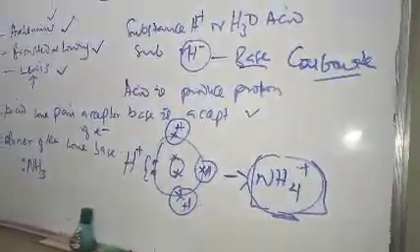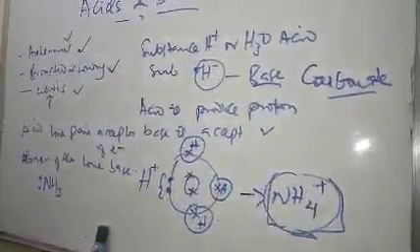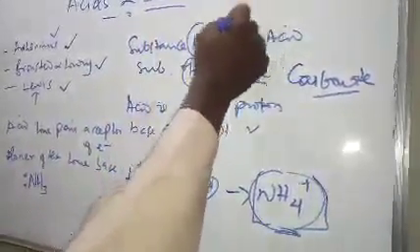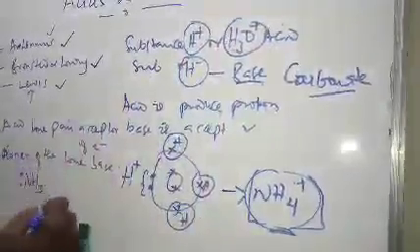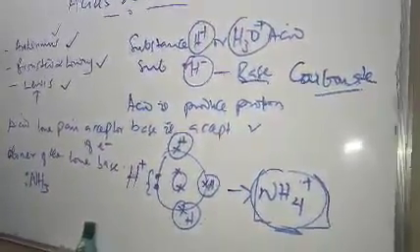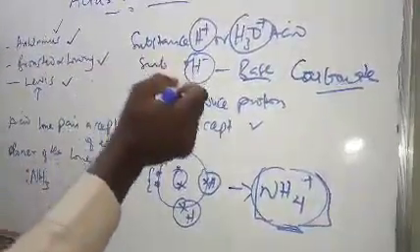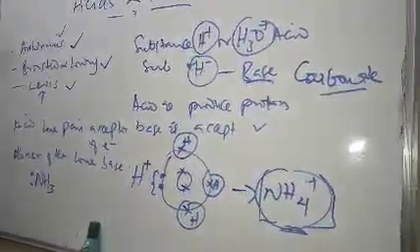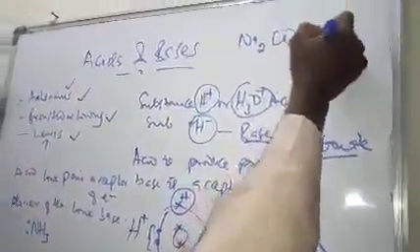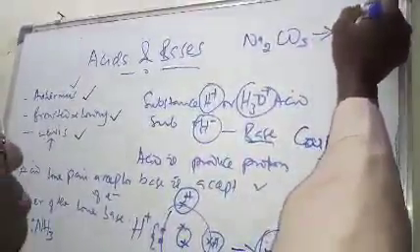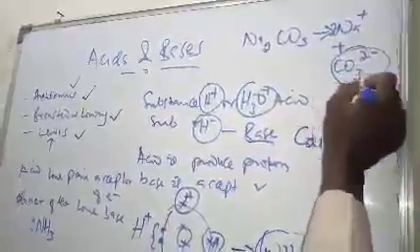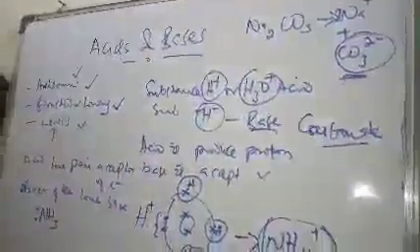Hence, these are the three basic definitions of acids and bases. Arrhenius defined an acid as a substance that gives hydrogen ion or hydronium ion, and also defined a base as any substance that has the OH negative group. However, we said the carbonates, like sodium carbonate, when they dissociate, form sodium 2 plus and carbonate 2 negative. There is no OH there, hence it doesn't fit Arrhenius' definition of a base.